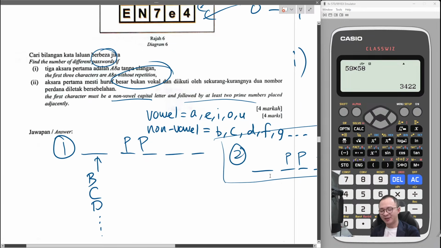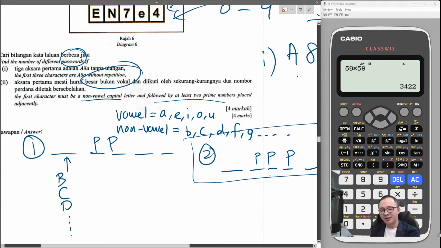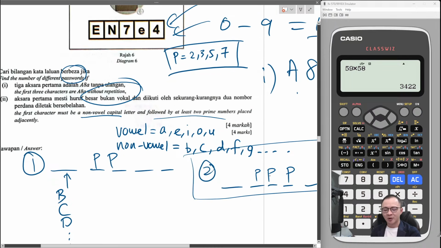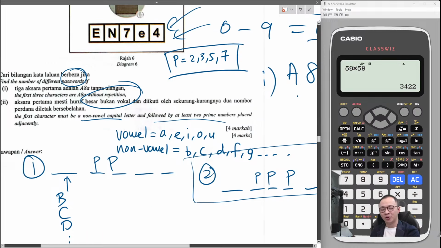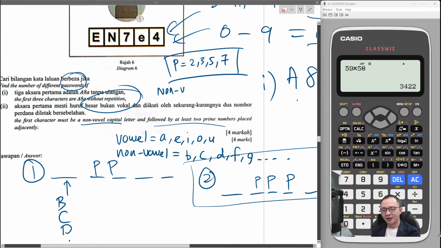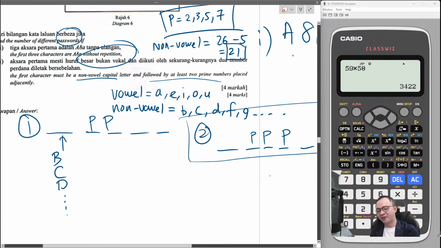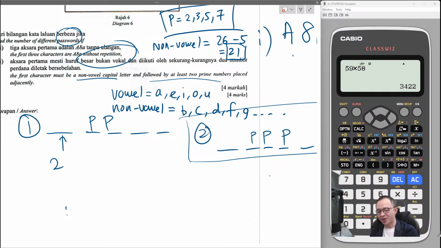Okay, so let's see. Prime numbers from 0 to 9, how many do we have? The prime numbers are only 2, 3, 5, and 7. 9 is not a prime number. So we have 4 prime numbers here. Vowels are A, E, I, O, U. So non-vowels, how many do we have? 26 minus 5, so 26 minus A, E, I, O, U, we have 21 left. So for the first place, we only have 21 choices.